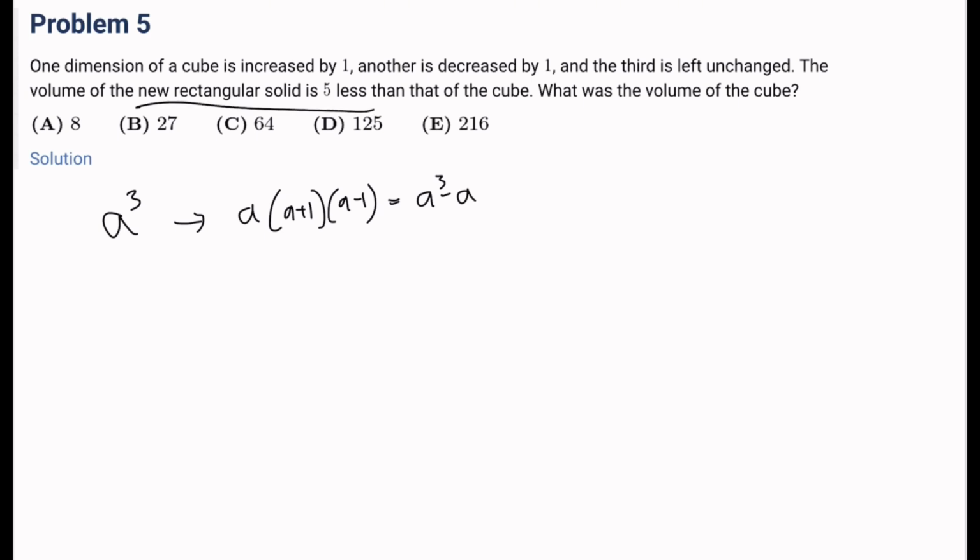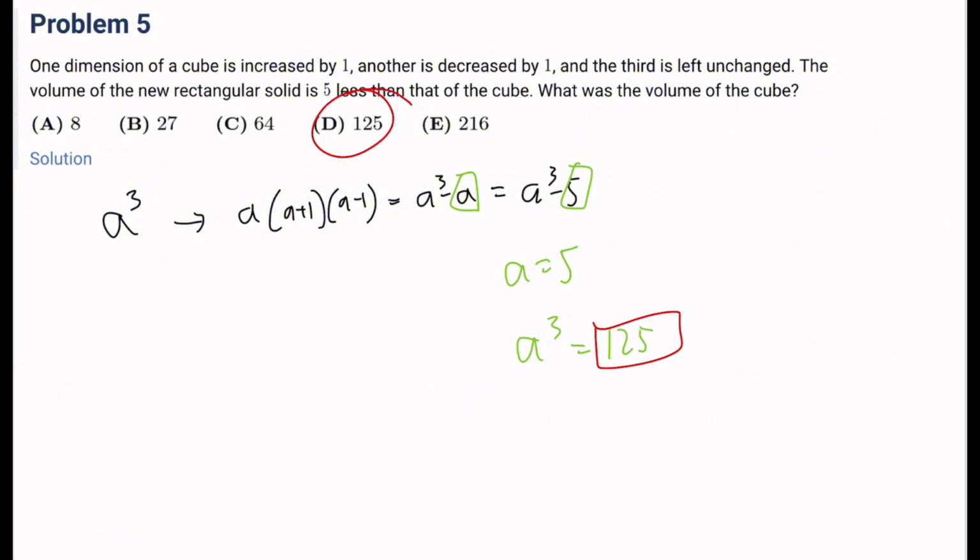But then the volume of the new solid is 5 less than that of the cube, right? And so this is going to be equal to A cubed minus 5, and so we just see that A equals 5. A equals 5, so A cubed, the volume of the cube, is 5 cubed, which is 125. So this is the answer, 125, it's D.